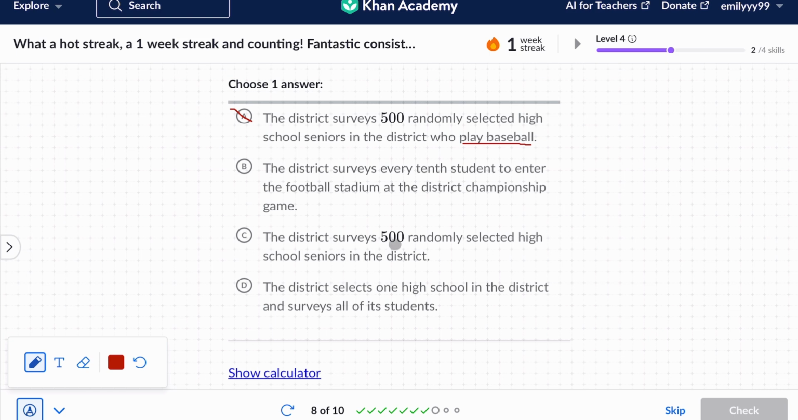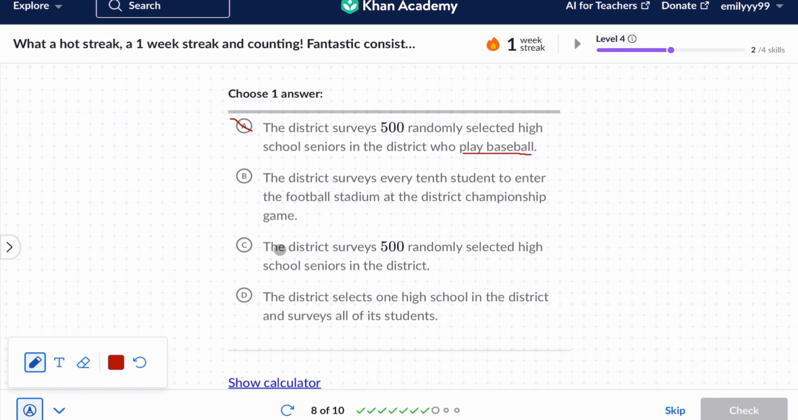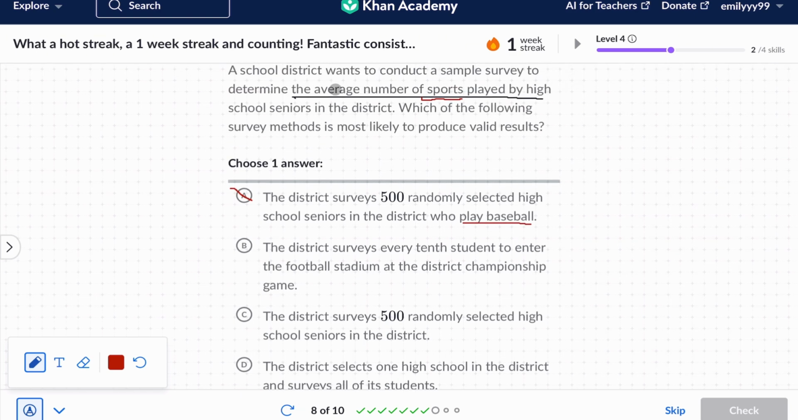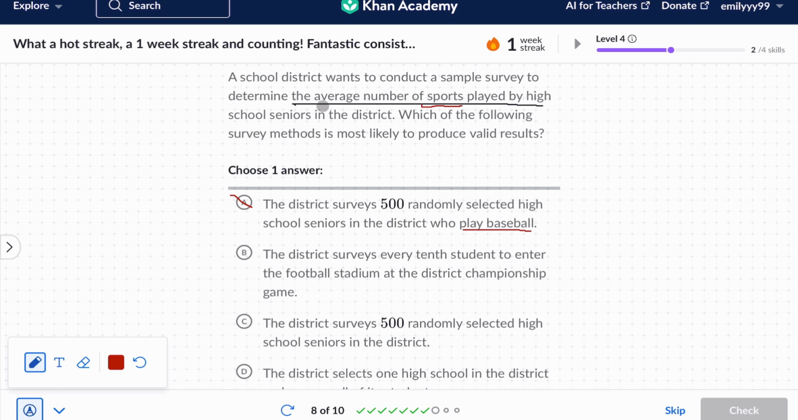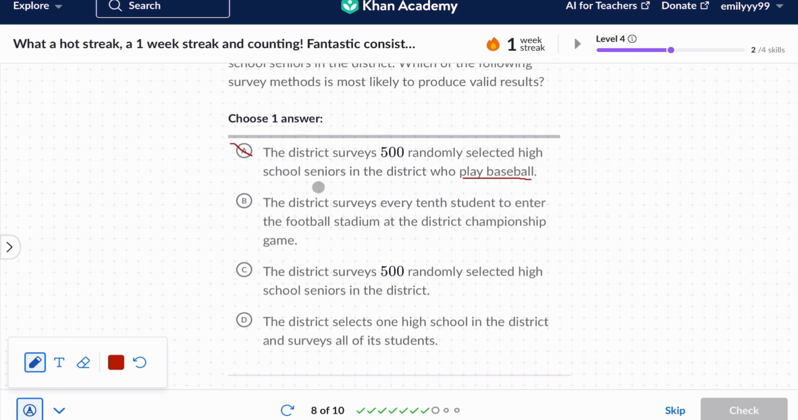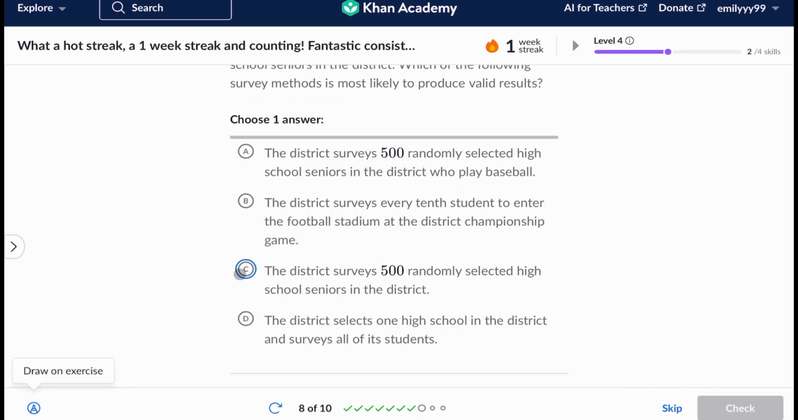C. The district surveys 500 randomly selected high school seniors in the district. That seems pretty valid to me. This C might be correct. And then D. The district selects one high school in the district and surveys all of the students. That's not going to be valid, because it wants to determine the entire school district and not just one high school. So it's not B and it's not D. It's C.